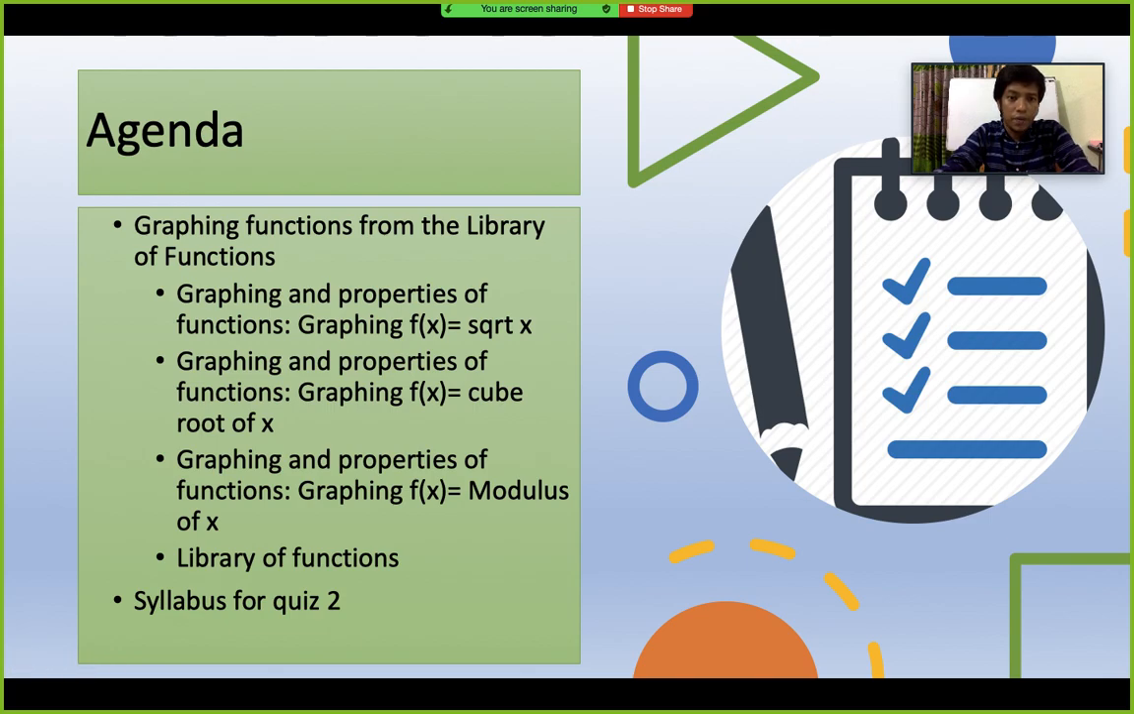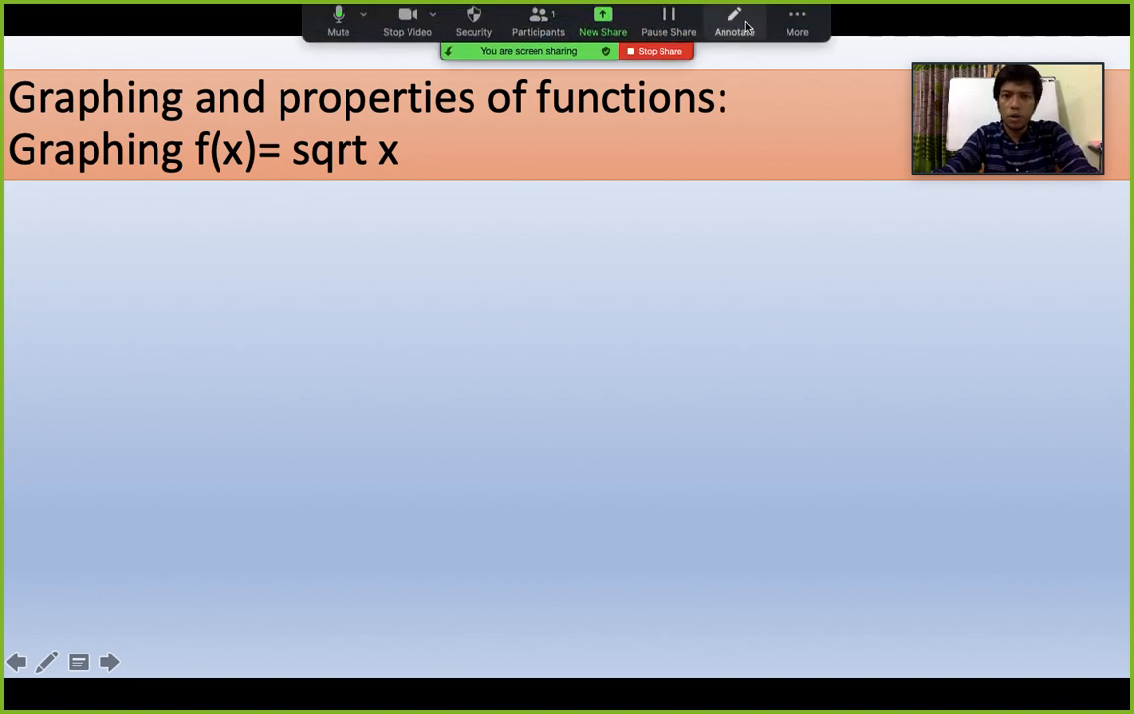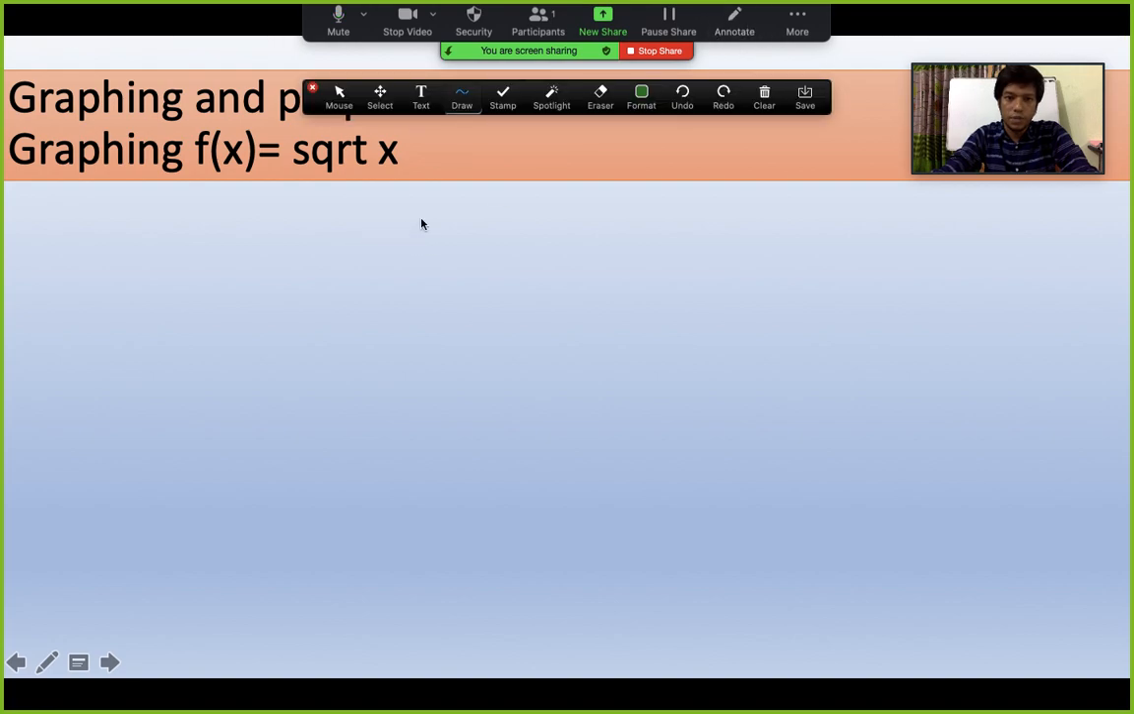And this is graphing functions and properties of the functions. f of x equals square root of x, then f of x equals cube root of x, modulus of x, then some more functions, then the syllabus for the quiz 2. So these are the agenda. First of all, graphing and properties of functions, and the first one is f of x equals square root of x. So how can we draw a square root of x function?